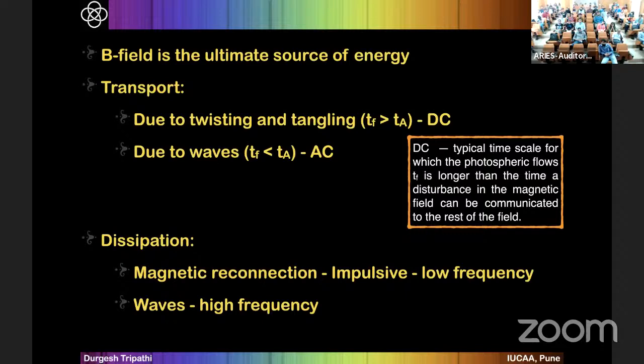Now, as I said, there are two different ways. One is twisting and tangling, and the other is, for example, due to waves. What you see is it all depends on how fast the movement is and how fast it is getting transported. So if it is larger than the Alfvén time, then it is because of twisting and tangling, because the motion is really slow. And if the motion is really fast, that is smaller than the Alfvén time, then you have wave heating and it's going all the way into the corona.